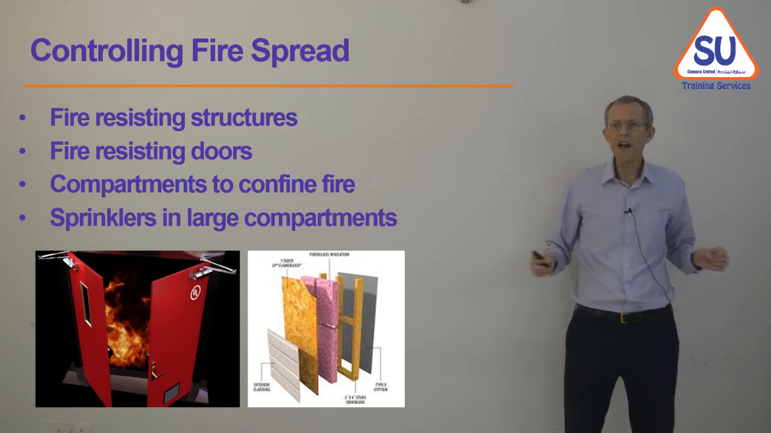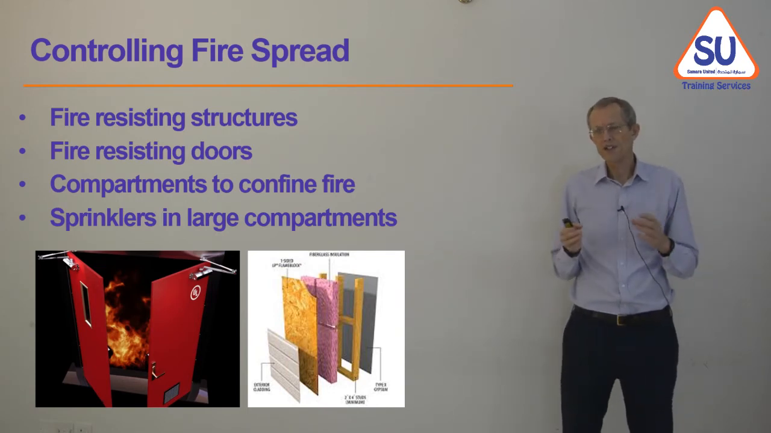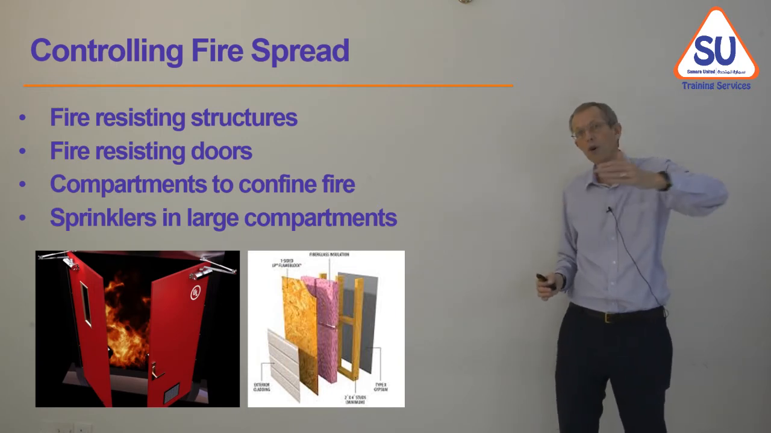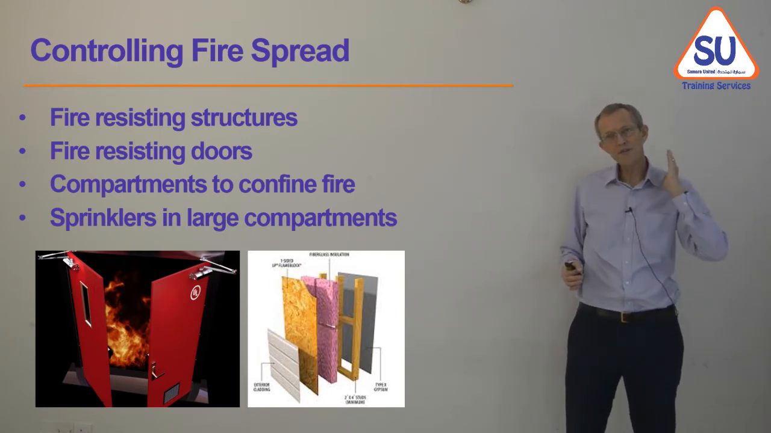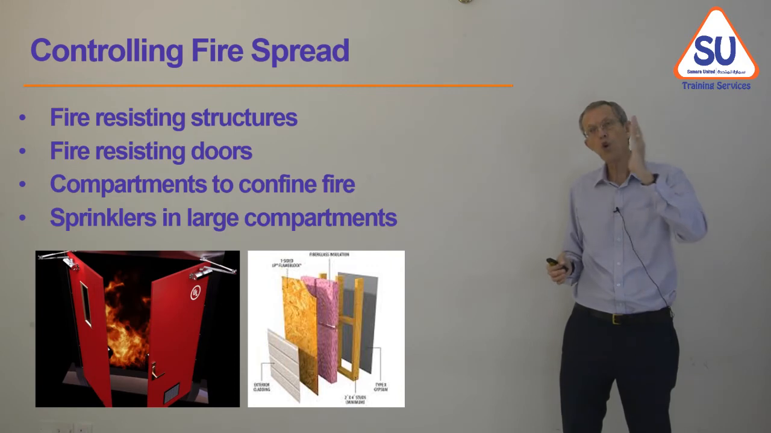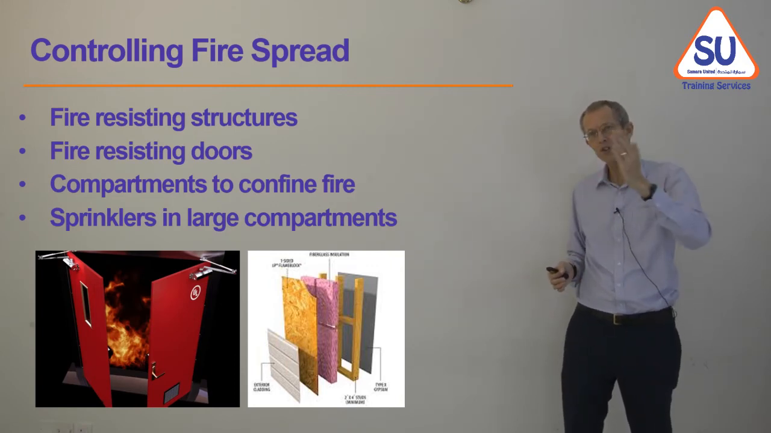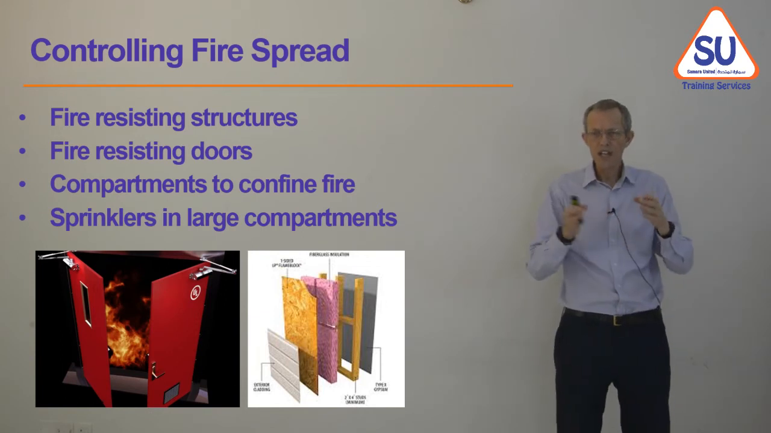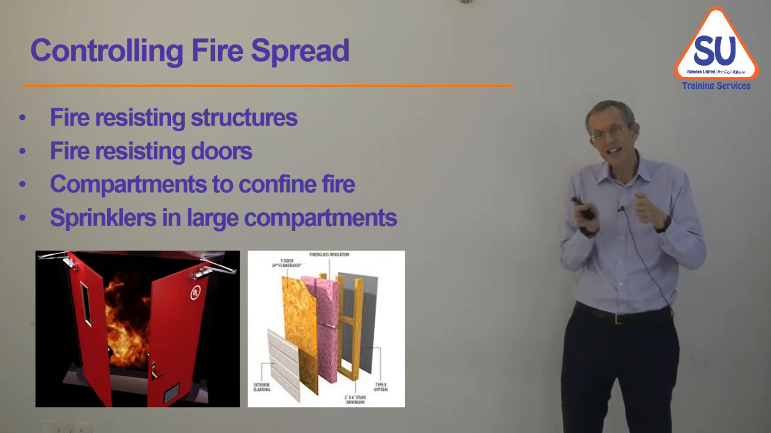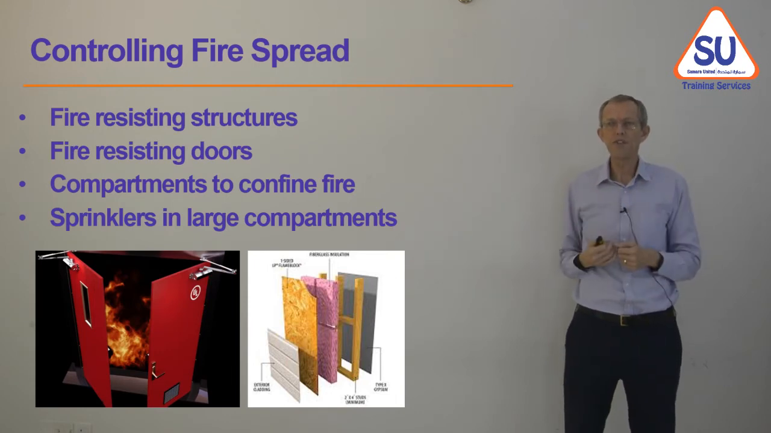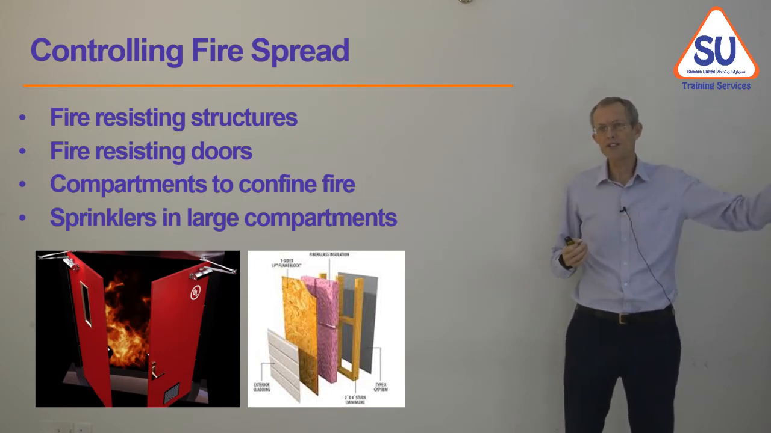We can have compartments to confine the fire. So the building, if it was all open, the fire could spread across the whole floor quite quickly. So what we do is we divide the floor with walls, what we call fire compartment walls, and fire doors. So if there's a fire in this room, it gets contained in the one room, and we can put the fire out. It can't spread to the rest of the building.